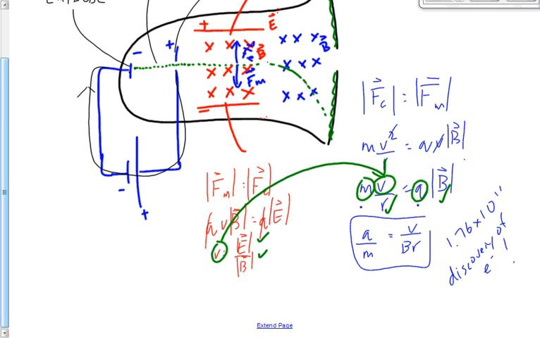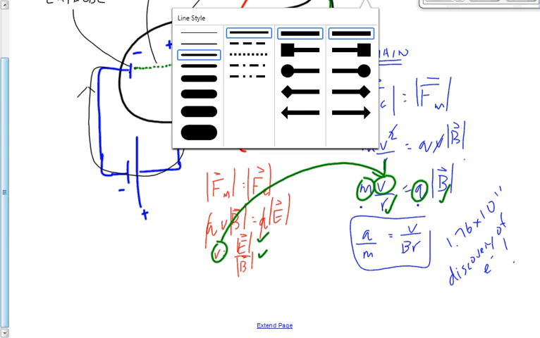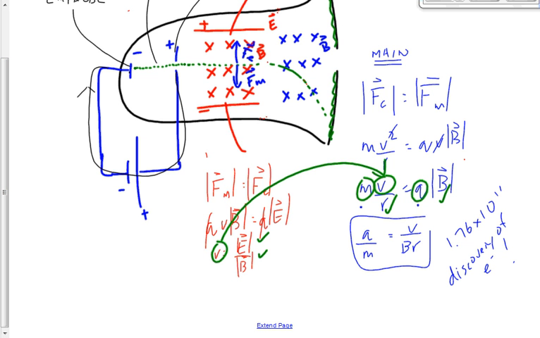There are essentially three sections in this cathode ray tube, two sections that we've looked at already. The third section, I call it the main chamber. There's not really a name for it, so I just call it the main chamber. The middle section is commonly called the velocity selection chamber, because really what it does is select a velocity and allows it to go straight through. The rest of them get curved upwards or downwards.